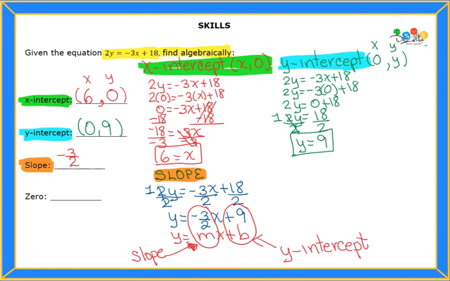And the last thing that I need to do is find the 0 for this equation. The 0 will be something that comes from the x-intercept, right? Notice how the x-intercept has two values, the x and the y. The 0 is when the line crosses the x-axis, and it is crossing it at exactly 6. Therefore, my 0 is x equals 6.